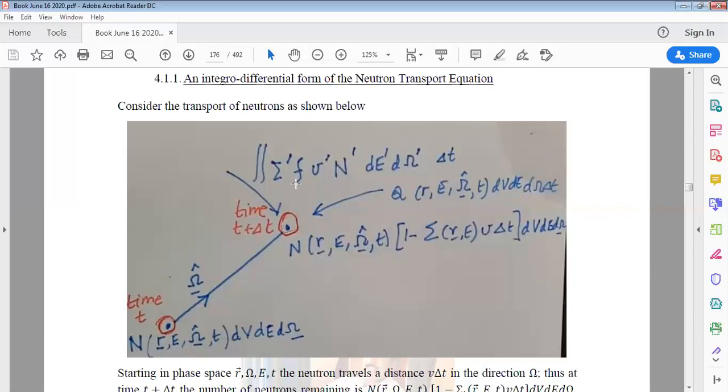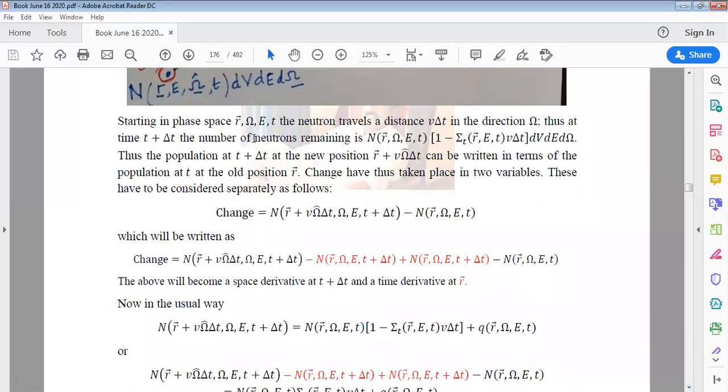I hope you've understood this. Do I need to repeat it again? I'm going to write a balance equation for this red circle over here. So what's over here is what's coming from here, plus what's coming from here, plus what came from here. So I'm going to write this as the sum of three terms. I'm interested in phase space, and this I told you at the beginning of this course: three variables, two variables, 3 plus 2 is 5, and 1 is 6, and 1 is 7. So I'm looking at a 7-dimensional space, if you will, and the neutron travels a distance v, the speed, times delta t, in the unit vector direction omega hat.